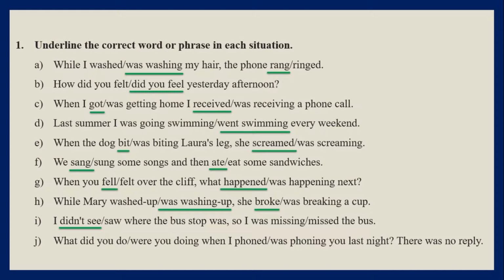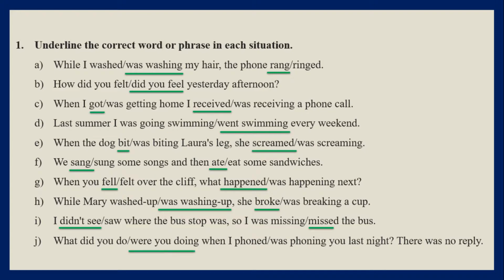I. I didn't see where the bus stop was. Again, we have I didn't see. We cannot say I didn't saw, because whenever you use the auxiliary verb did or didn't, we use the main verb in the base form. So I missed the bus. Again, missing the bus is not a continuous action, so we use past simple.